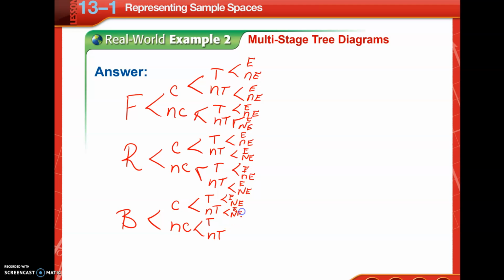And then we could go through and write out each possible outcome. So I could have French, cheese, turkey, egg; French, cheese, no turkey; or French, cheese, turkey, no egg; French, cheese, no turkey, egg; French, cheese, no turkey, no egg, and then so forth. There'd be so many different ones, a lot of different possibilities.